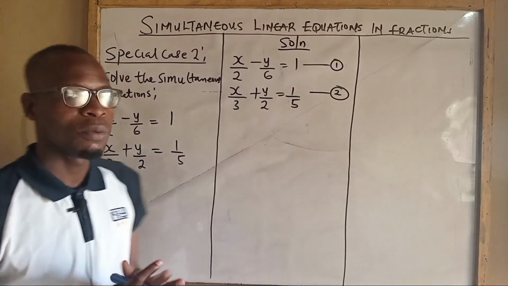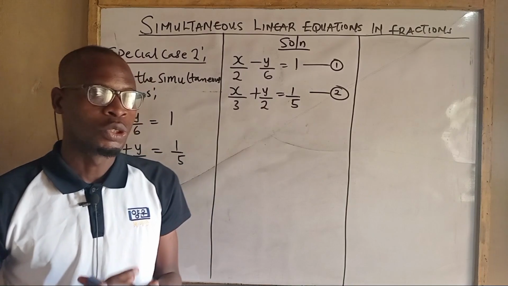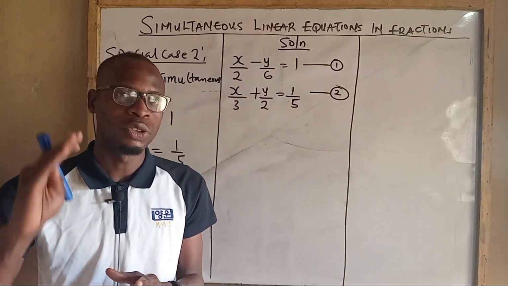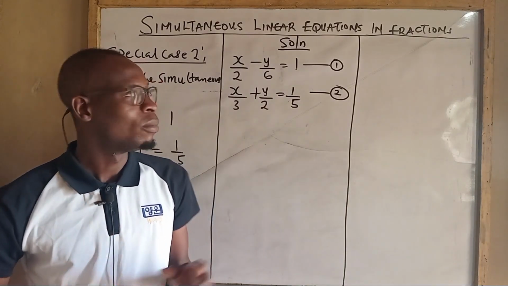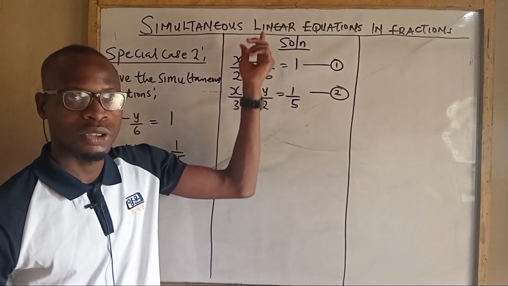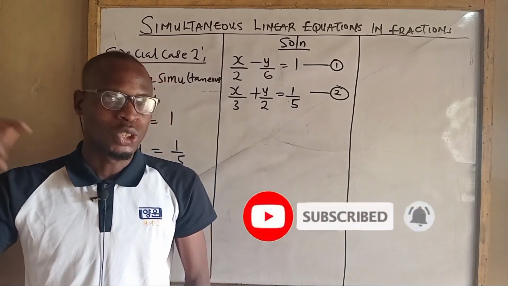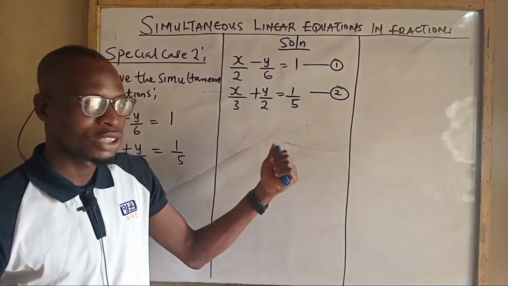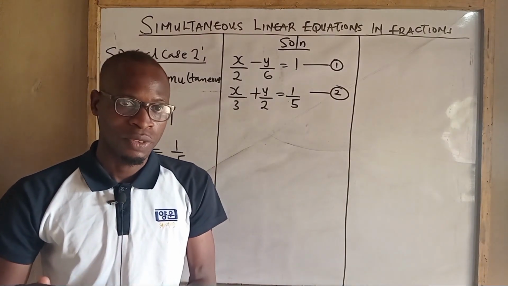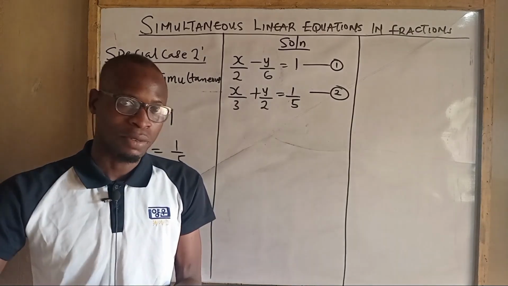Now if you compare special case 1 and special case 2, you discover that in special case 1, we have the unknowns fall at the denominator side. But in this case now, the unknown falls at the numerator side. That means that the way we solved special case 1 in my recent video is quite different from the way we are going to solve this now. That is why you need to follow me on this channel, because I'm putting it step by step.